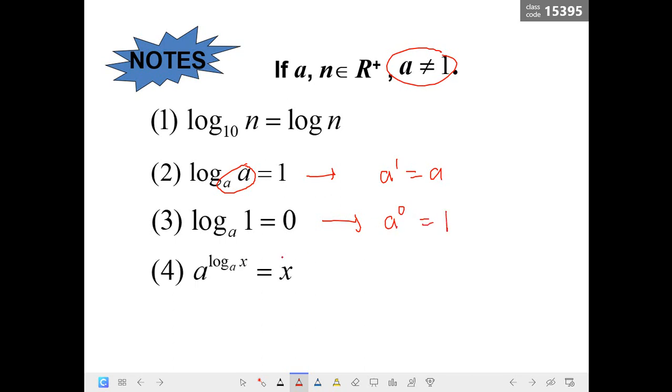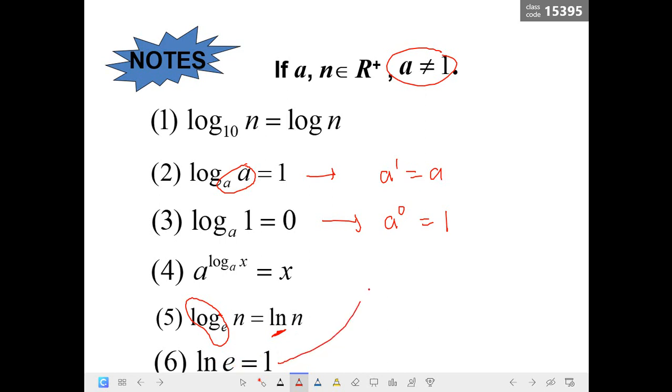And then a to the power of log x to the base a is equal to x. And then log n to the base e can be simplified to ln n. ln e equals 1. Why is ln e equal to 1? Because ln e is log base e of e, which is equal to 1.